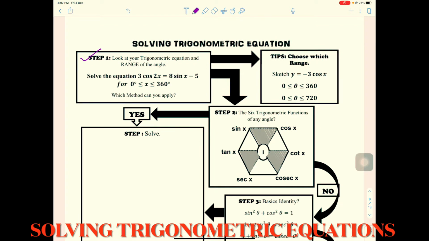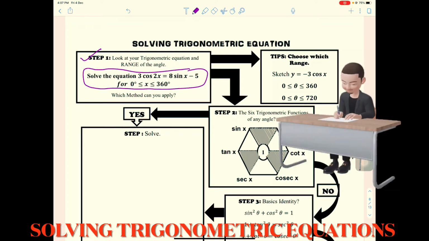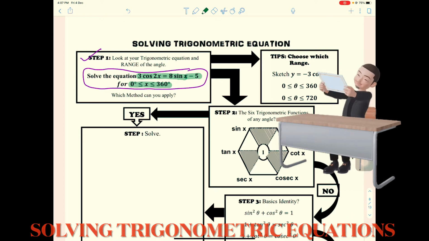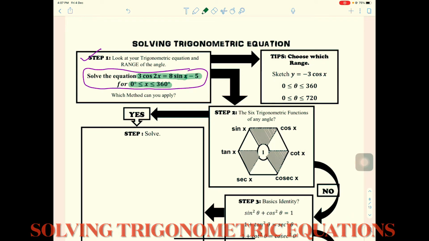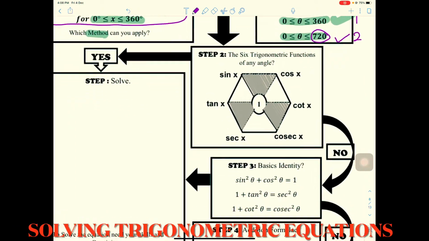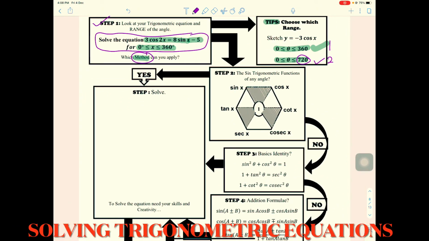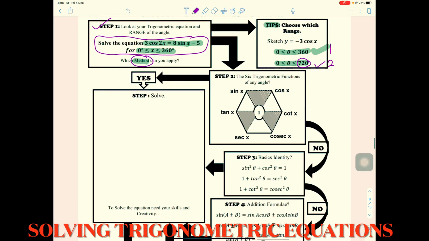Look at the question given. Step 1: look at your trigonometric equation and the range of the angle. This is the trigonometric equation, and the range for the angle is between 0 and 360. Which method can you apply? Now step 2: which method can you apply? That means the formula we are going to use.